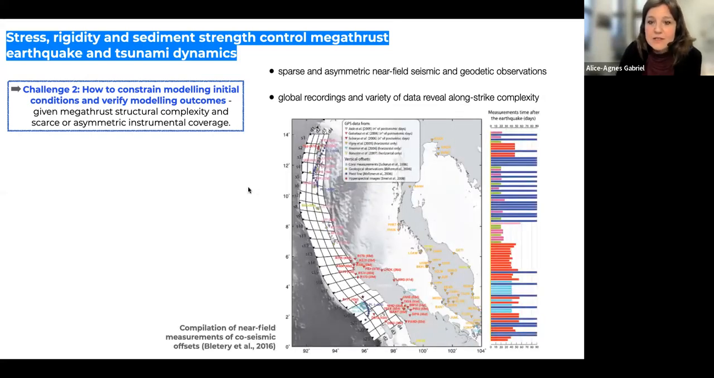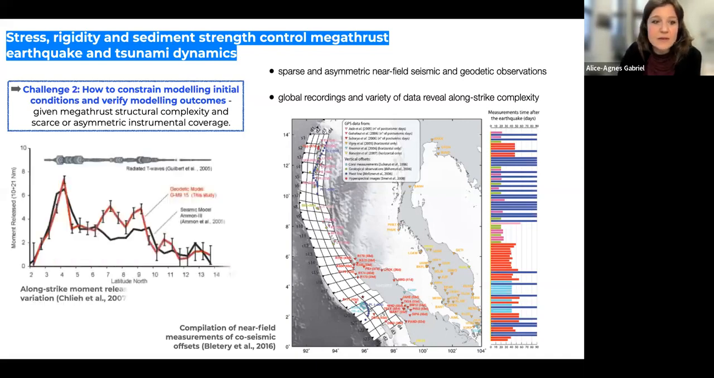So these are just some of the examples. This is our GPS data that we could be using. This is the long strike moment release variation. So this is latitude, this is the moment rate released. You can see this kind of variation along strike, and here are radiated T waves.